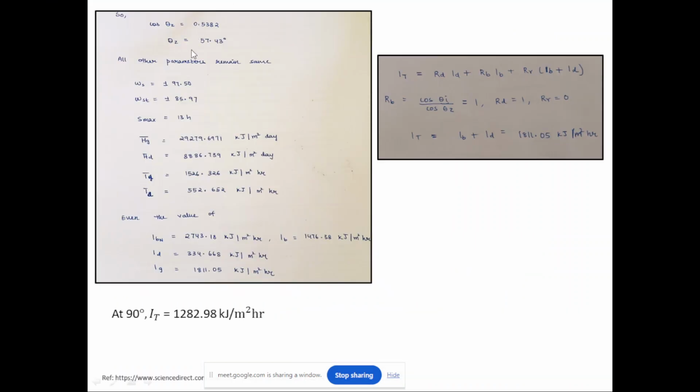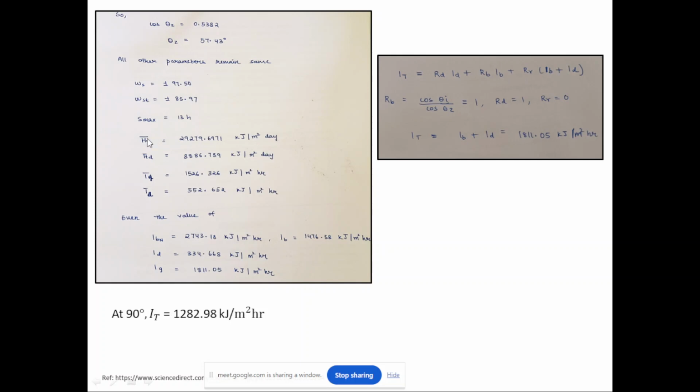But apart from that, if you see all the other parameters like omega, omega s, s max, Hg bar, Hd bar, Ig bar, Id bar, and even the values of Ibn, Id, Ig, and Ib, that is your diffuse radiation, global radiation, beam radiation, and the normal beam radiation, that is the radiation of the sun normal to the surface.